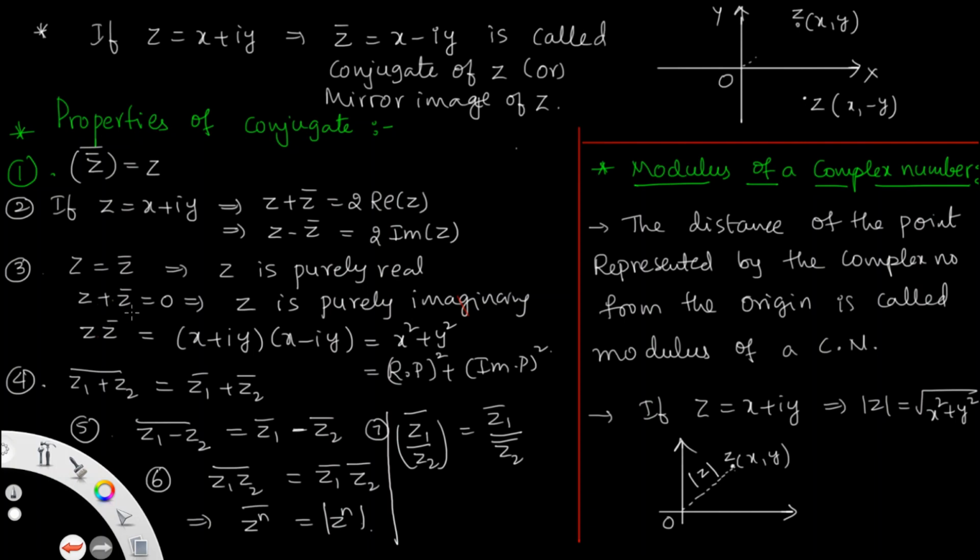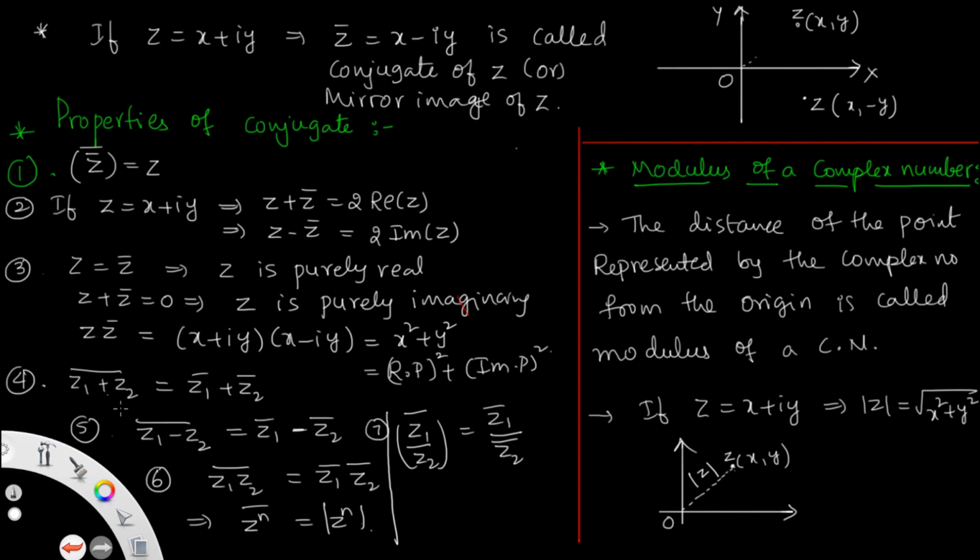If z plus z bar equals 0, that means x plus iy plus x minus iy, so iy and minus iy get cancelled. Then you get 2x equal to 0, or x equal to 0. x equal to 0 means a purely imaginary number. z into z bar equals x plus iy into x minus iy, so that is x square plus y square, that is, real part square plus imaginary part square.